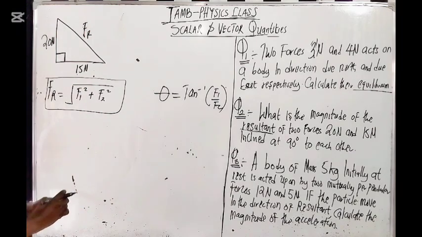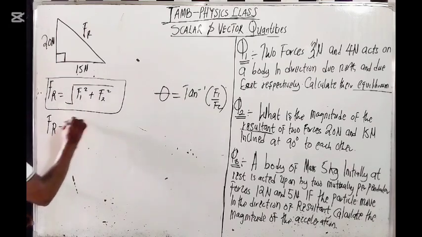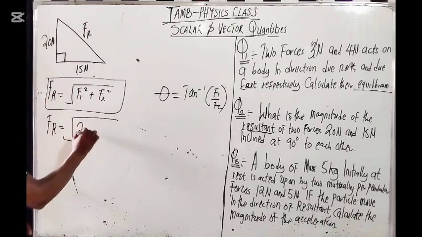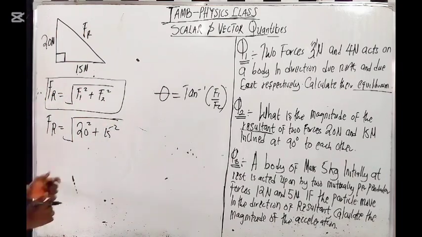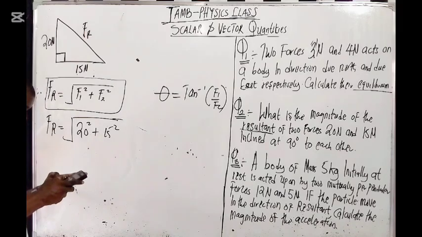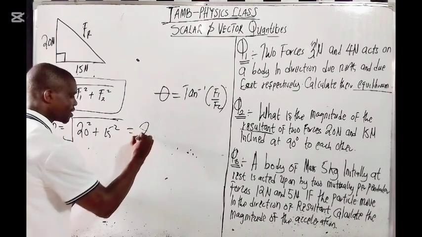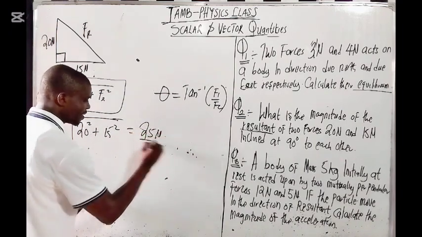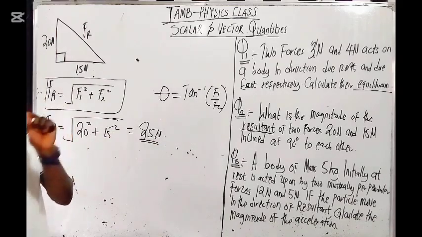So what will be my horizontal force? My horizontal force F arrow is equal to square root of 20 square plus 15 square. Use your calculator to get your answer. Here we have 20 square plus 15 square, which gives 25 Newton. Now, what is going to be the direction?